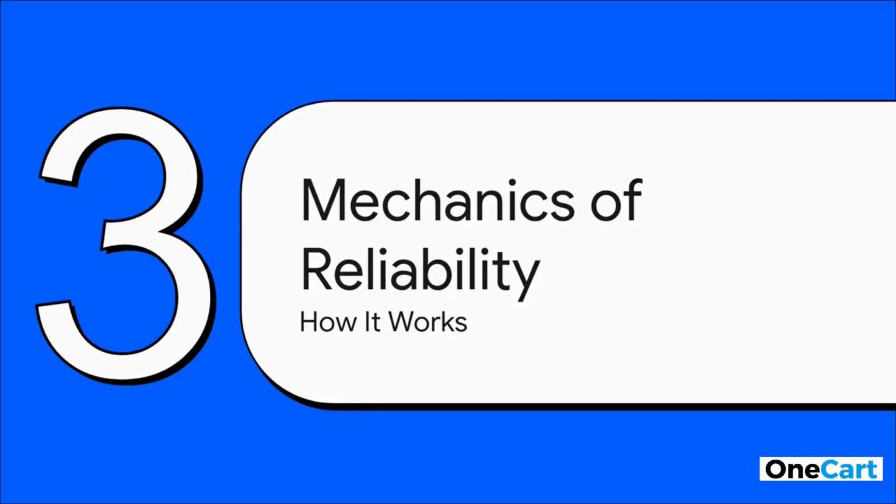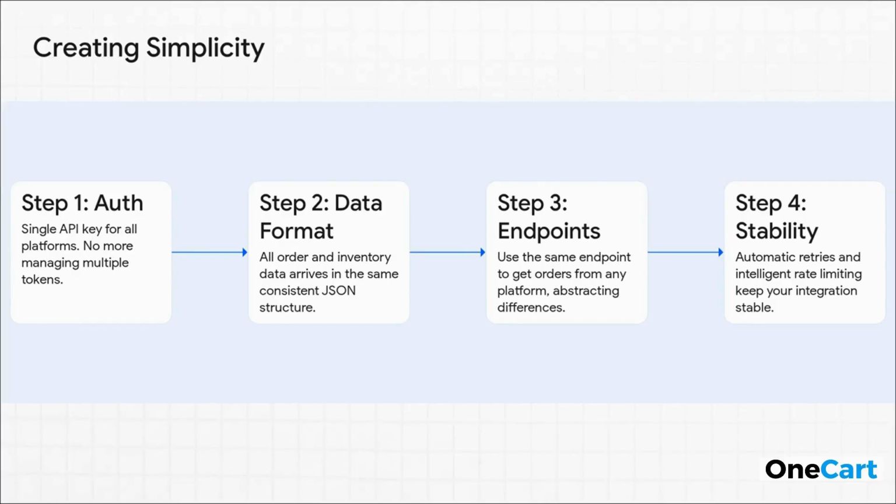So I know what you're probably thinking. That sounds a little too good to be true, right? How can one thing possibly handle all that complexity and make it simple and reliable? Well, let's pop the hood and look at the mechanics. It really comes down to 4 key ideas. Step 1, single authentication. Think of it like this. You get one master key that opens all the doors. No more fumbling with a giant keychain of different tokens. Step 2, a consistent data format. This is huge. An order is an order.